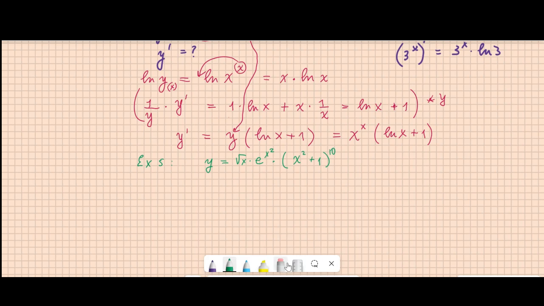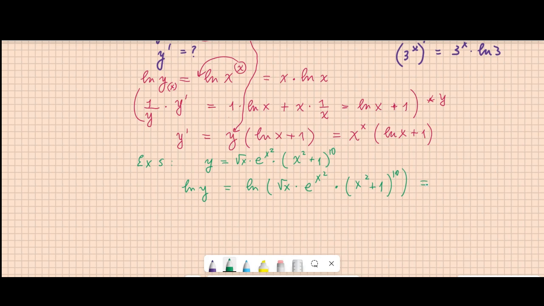Well, what is good about logarithmic differentiation? Your left side is always going to be the same. It's going to be 1 over y times y prime, if you take a ln of both sides. So I'm going to first write down ln of y, and here I'm going to take ln of this expression: ln of the square root of x times e to the power of x squared times x squared plus 1 to the power of 10.